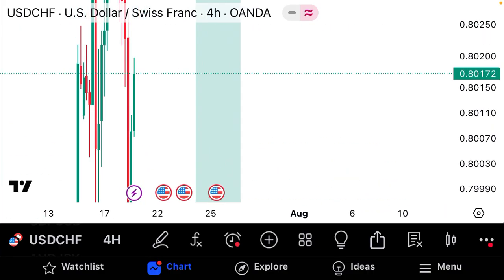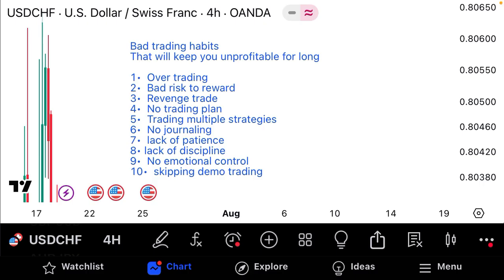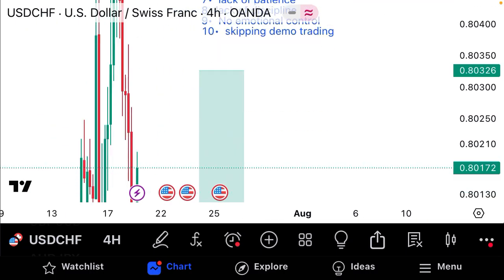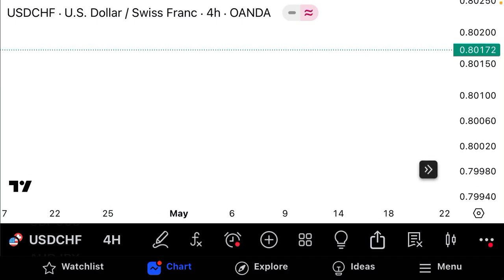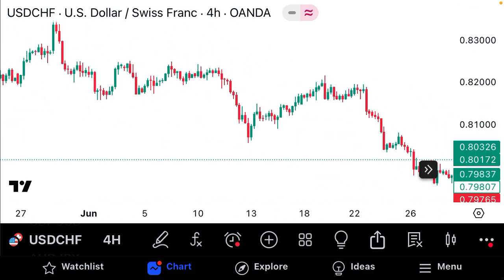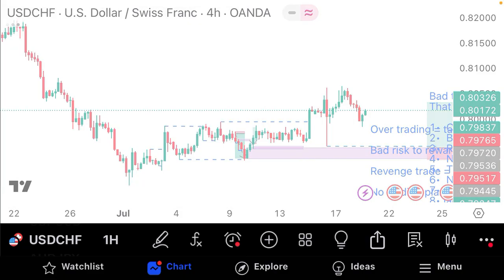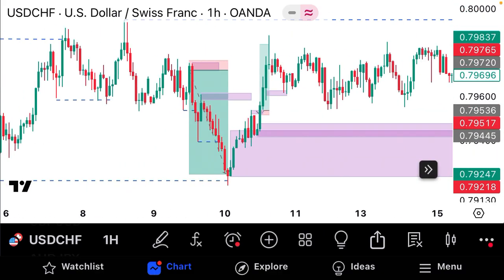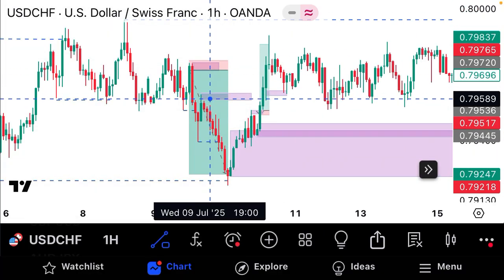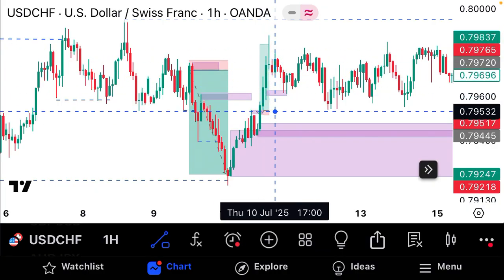the third bad trading habit is revenge trading. Revenge trading goes hand in hand with overtrading, because tell me, what does a trader that made this kind of trade, and eventually caught this kind of trade here, do? Let me go to a lower time frame so we can see this. Most traders are very, very greedy. Why will you, after getting a ratio of 1:10 and 1:15 here, end up going for another trade?